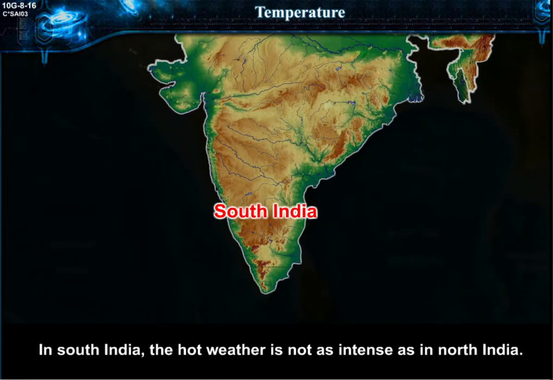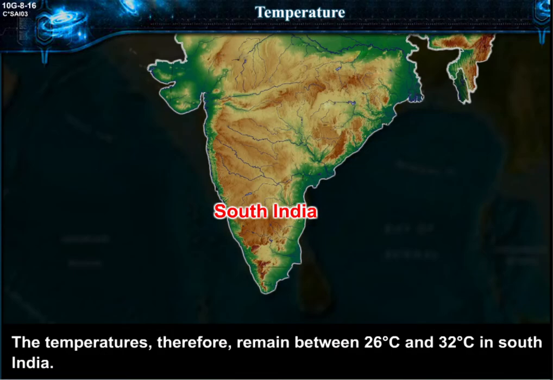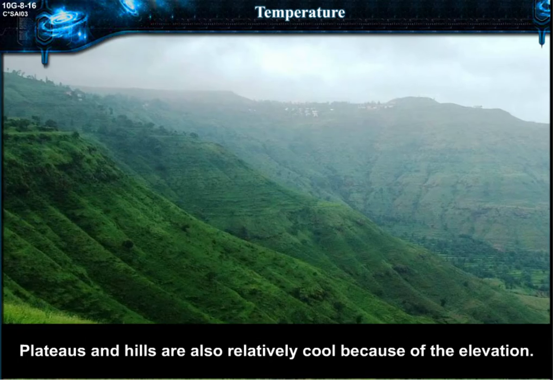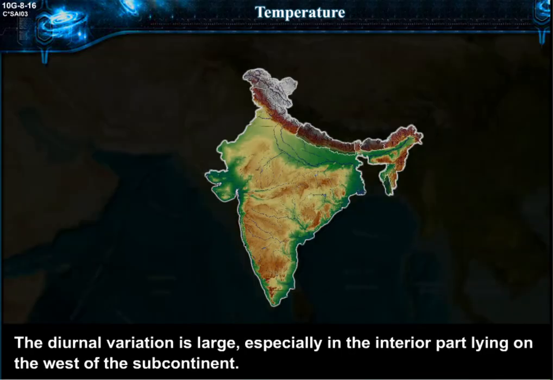In South India, the hot weather is not as intense as in North India. The moderating influence of the oceans, together with the peninsular situation of South India, keeps the temperatures lower than that in North India. The temperatures therefore remain between 26 degrees Celsius and 32 degrees Celsius in South India. There is some respite from the heat in the coastal regions due to the influence of the sea. Plateaus and hills are also relatively cool because of the elevation. The diurnal variation is large, especially in the interior part lying on the west of the subcontinent.